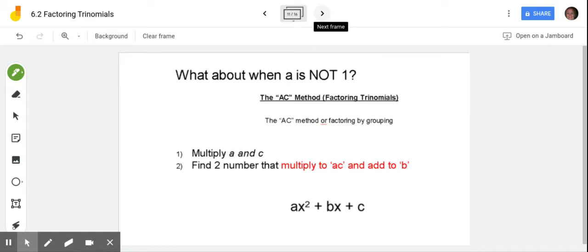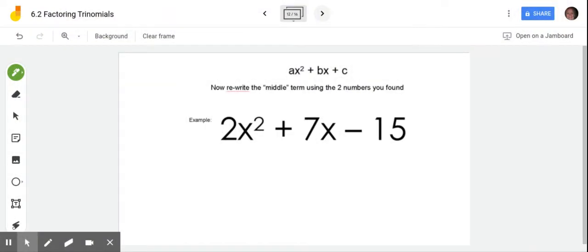What about when A is not 1 or the leading coefficient is not 1? We're still going to use this AC method of factoring. There's just going to be a few more steps to it. So we're still going to do A times C and then list factors to multiply to B.